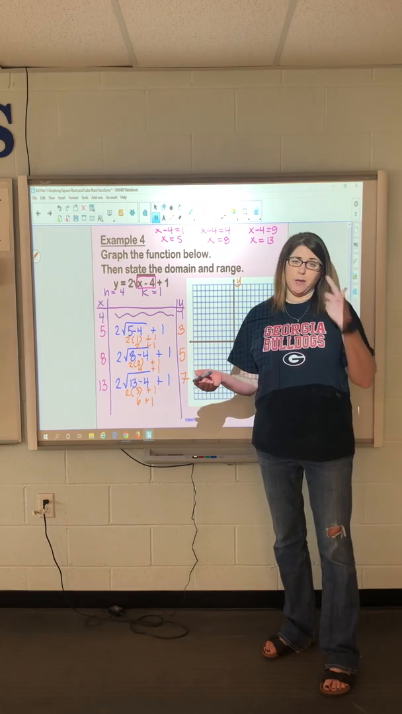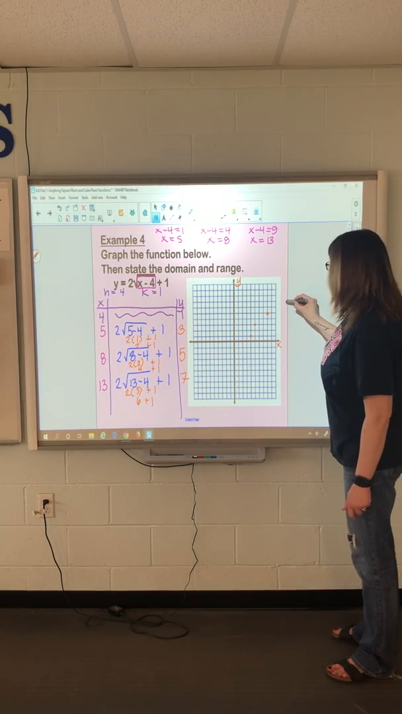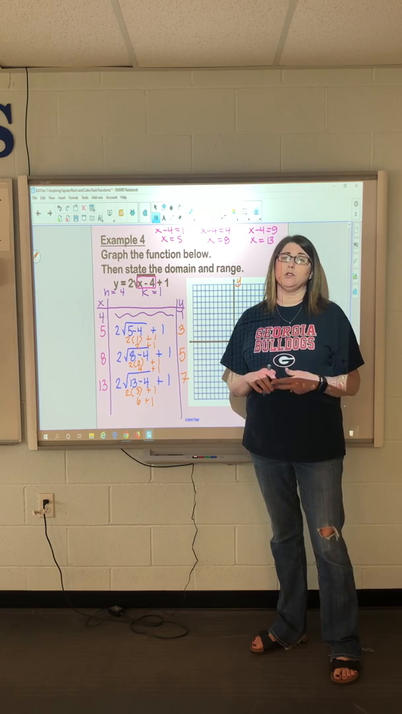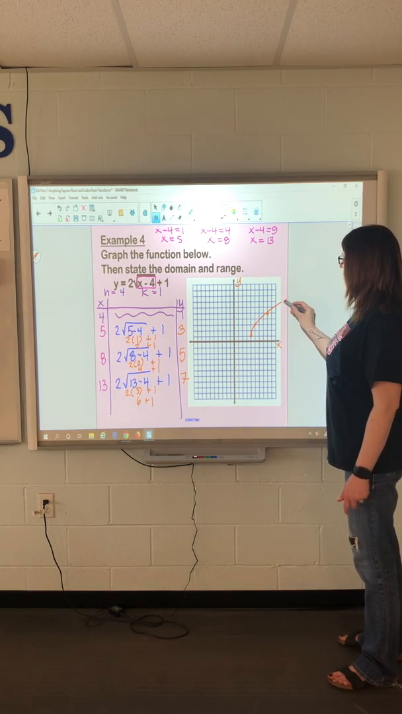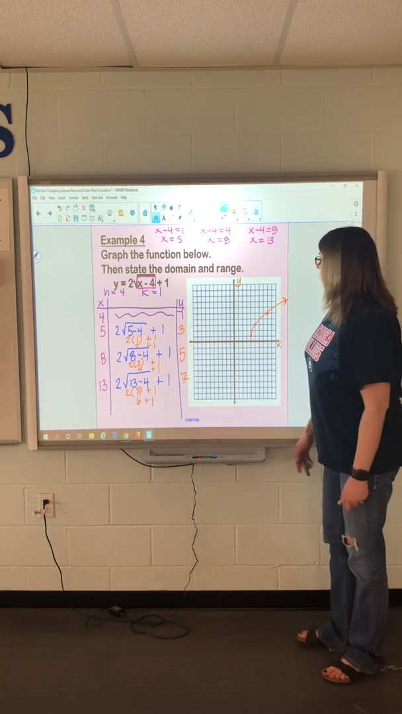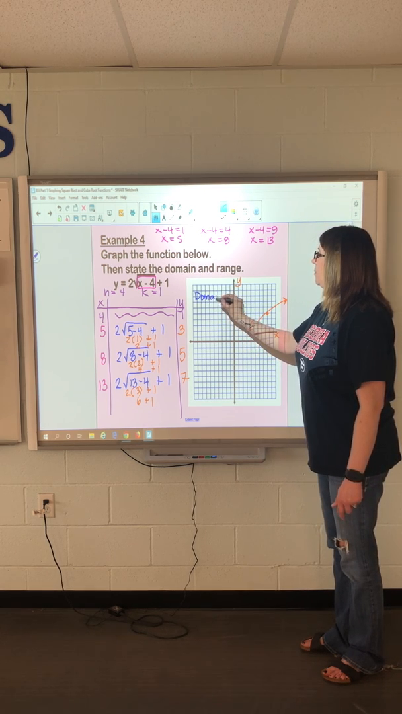So on your paper, you might be able to do this a little bit better. I only have so much room, so I'm going to put it as far as I can go. 13, 7). So hopefully you recognize that the 2 was going to stretch it by a factor of 2. So it takes those points, spreads them further out. But again, we still have a starting point, and then we go forever in one direction.